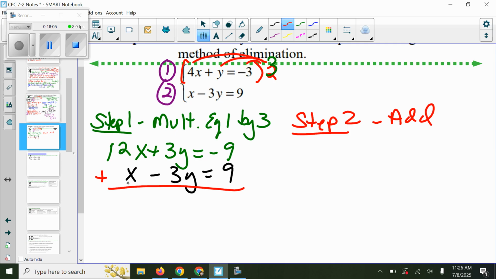And again, what should happen is you should have one of the variables eliminate, which in this case is the y's. And again, I don't normally write that, so I would normally just say our 13x. I wouldn't say anything else. I wouldn't put the +0y.